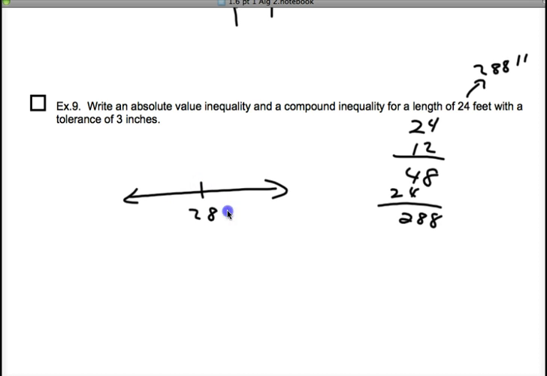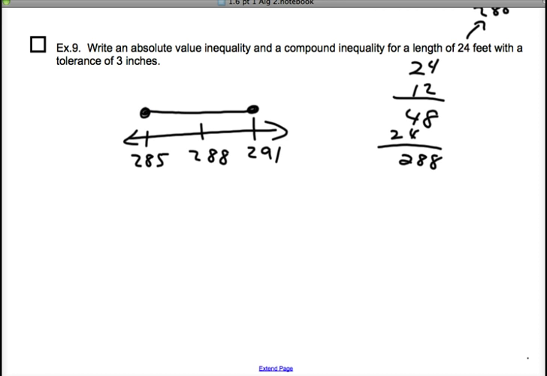I'm happy with 288. But it could be off by 3. So it could be as high as 291 or as low as 285. So these are the values that make me happy. Can I write an inequality for that? Sure. It's just like the first one I showed you. I'd go 285 is less than or equal to x is less than or equal to 291.